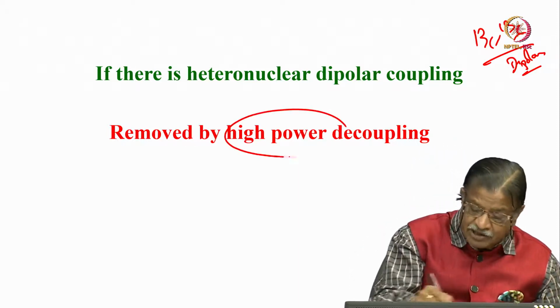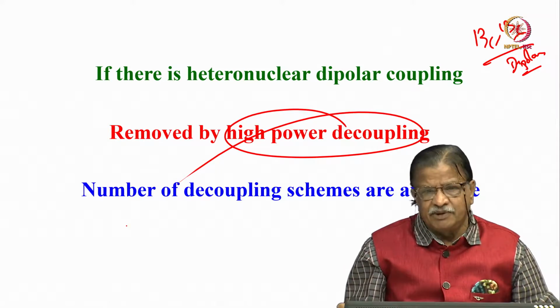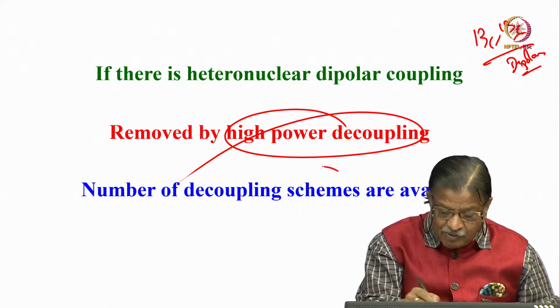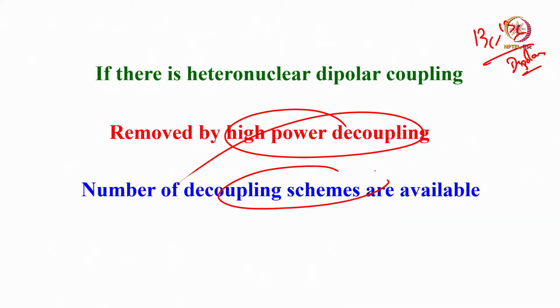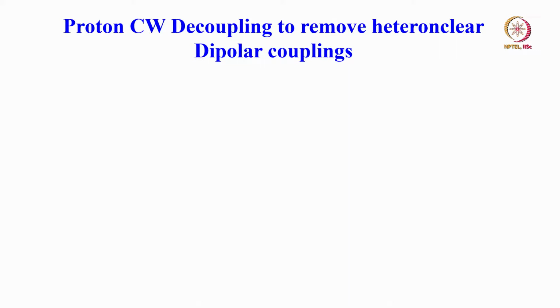Then I can remove this by high power decoupling. That is possible. And how do you remove it? There are varieties of decoupling schemes available. I can use them and start removing the dipolar interactions, the heteronuclear dipolar interactions. It is possible.